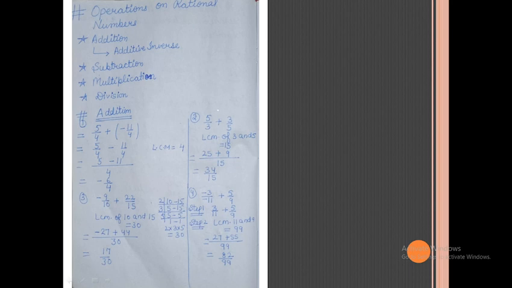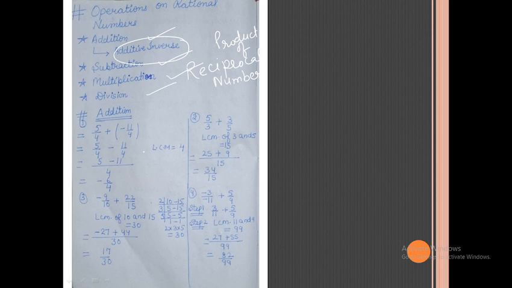What types of operations are performed on rational numbers? Addition, subtraction, multiplication, division, and in addition, the additive inverse, and in multiplication, the reciprocal, and the product of reciprocal numbers.